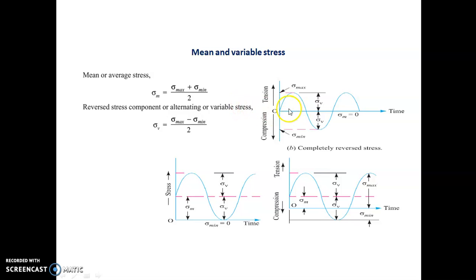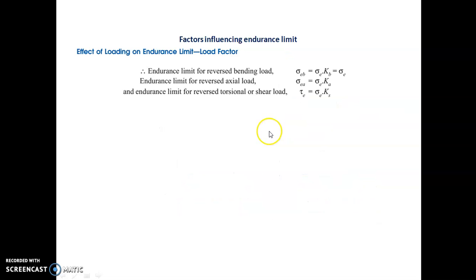Mean stress: sigma max is the maximum stress and sigma minimum is the minimum stress. Sigma maximum plus sigma minimum divided by 2 is the mean stress, or average stress, and variable stress is sigma max minus sigma minimum divided by 2. Okay, mean stress and variable stress, sigma m and sigma v. Mean stress is sigma max plus sigma minimum by 2, variable stress is sigma max minus sigma minimum by 2.